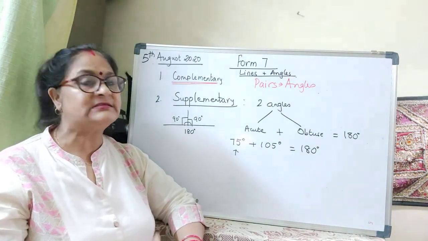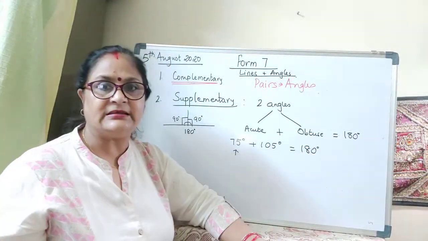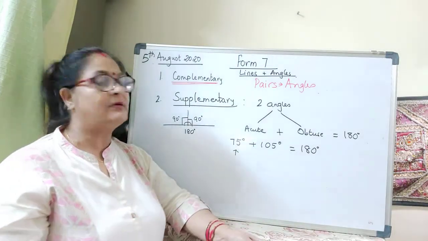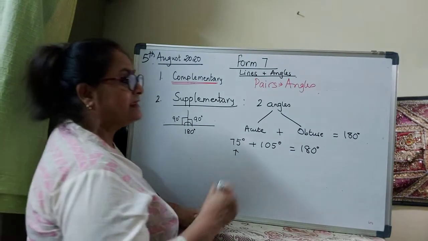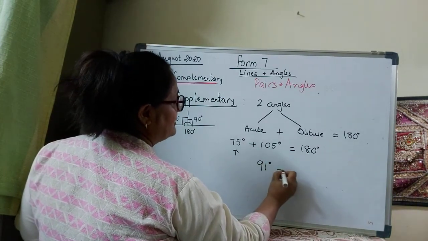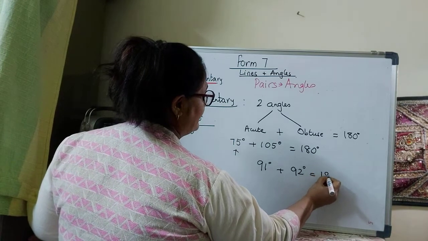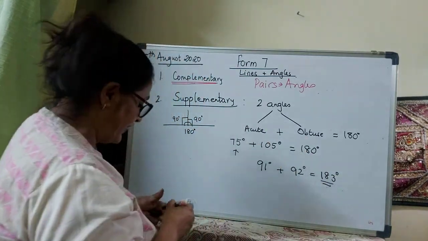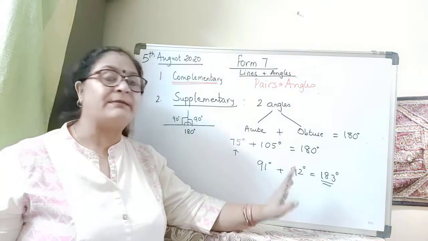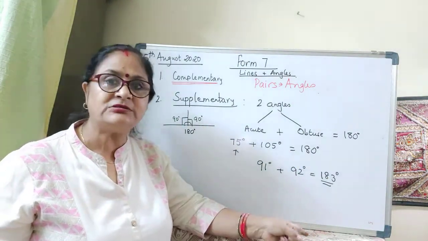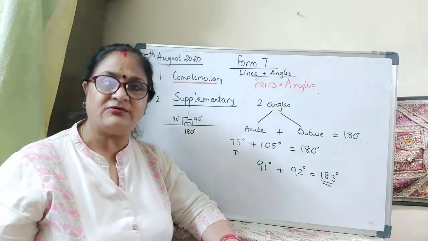Remember, two acute angles cannot form supplementary angles because the sum of two acute angles will not be 180 degrees. Two obtuse angles are not supplementary because both are more than 90 degrees. So if I have one angle 91 degrees and the other angle 92 degrees, what do I get? 183 degrees, more than 180. So two obtuse angles will also not form supplementary angles. It has to be one acute and one obtuse, or both will be right angles. Then only you will get supplementary angles.